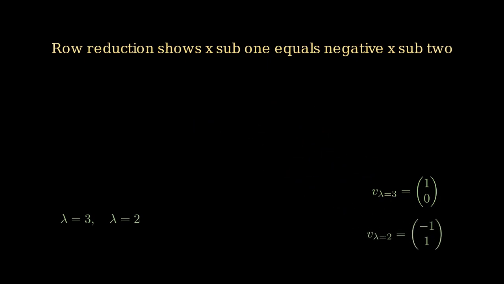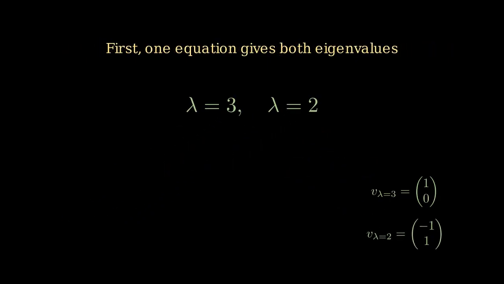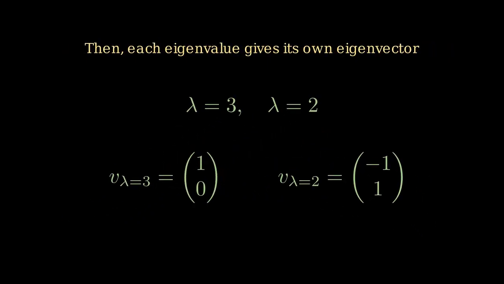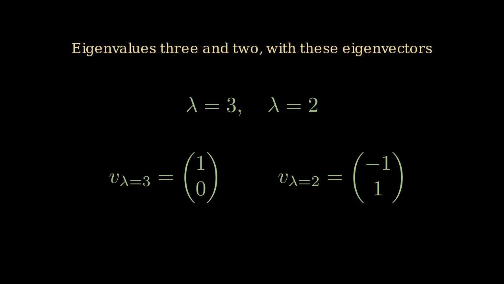So notice the two-stage process. First, we solved one characteristic equation to get both eigenvalues, 3 and 2. Then, for each eigenvalue separately, we solved a fresh system to get its own eigenvector, giving us the vector 1, 0 and the vector negative 1, 1.